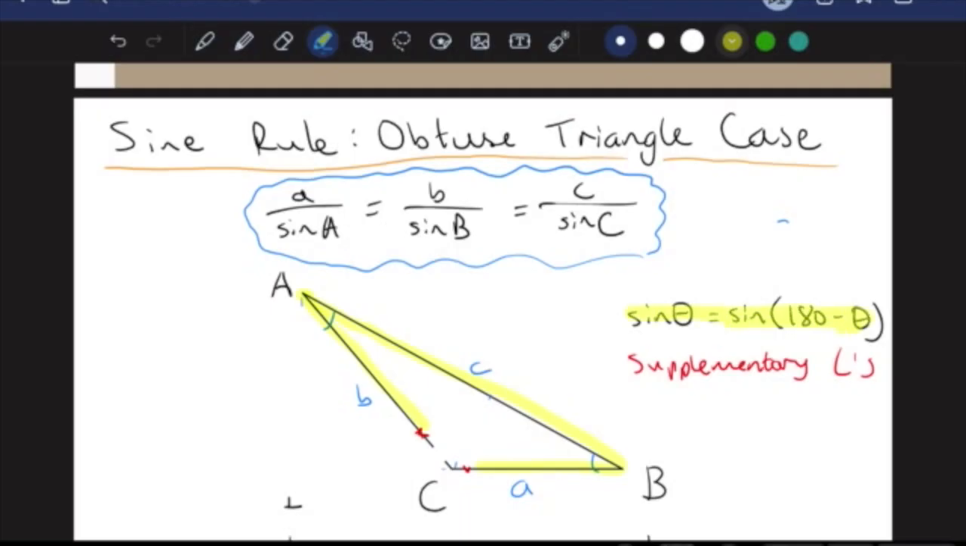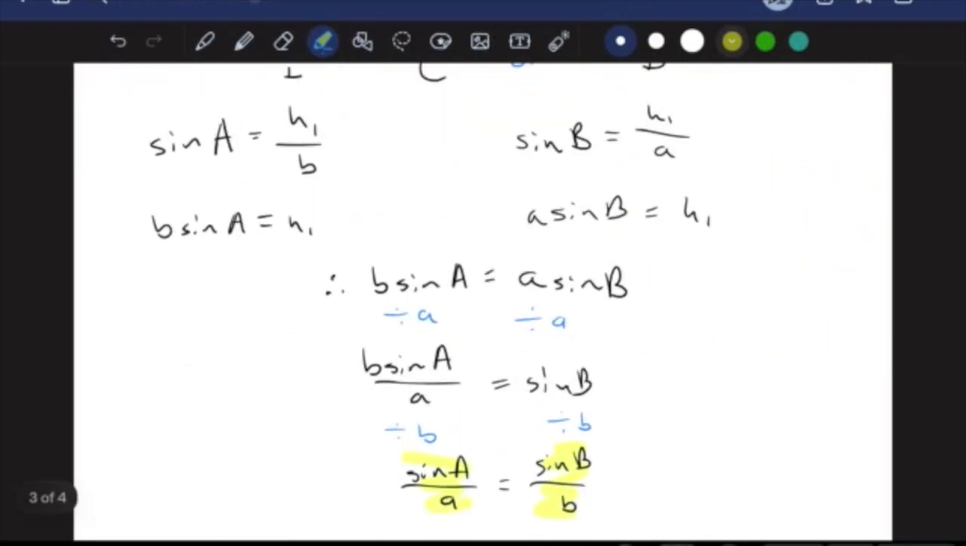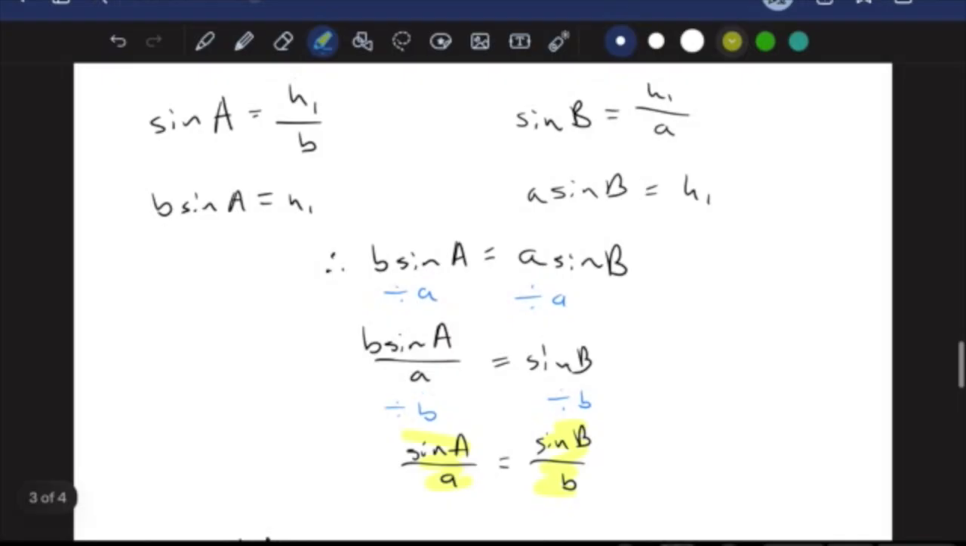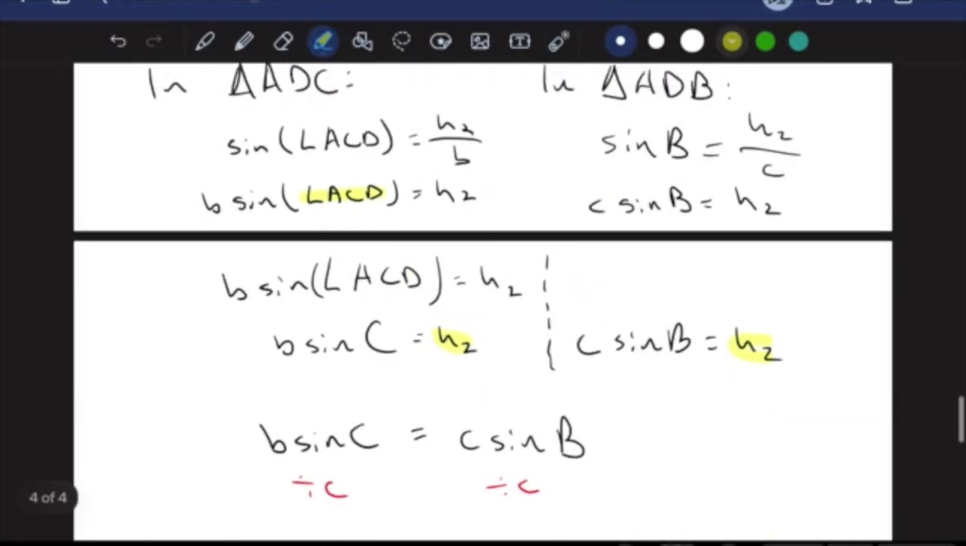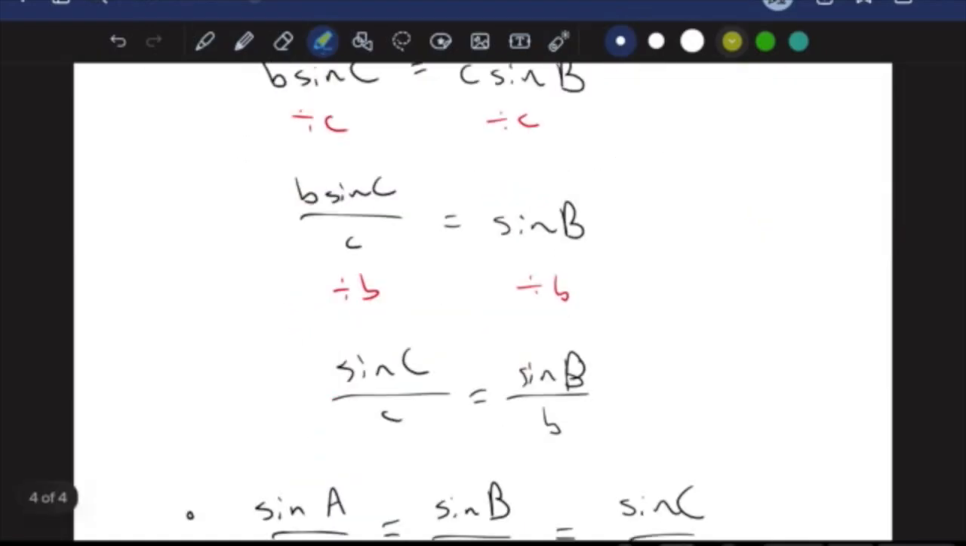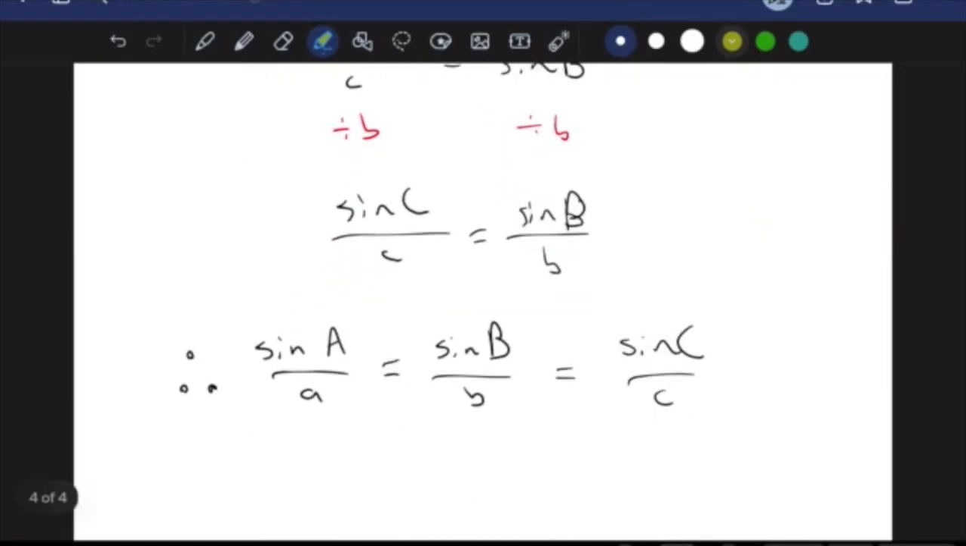So if this part was a little bit confusing to you, please look back at the video on unit circle trig. But by extending this out and with our proofs in a similar way, looking outside of our triangle ABC, we can still arrive at the same conclusion as in the acute triangle case.